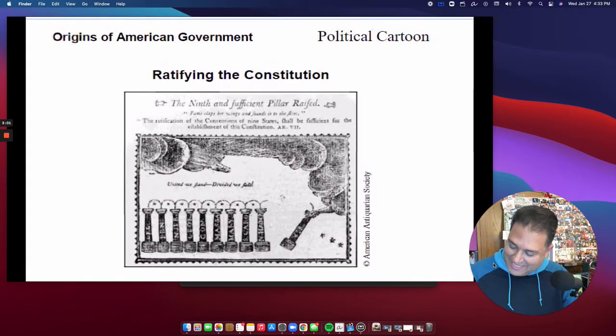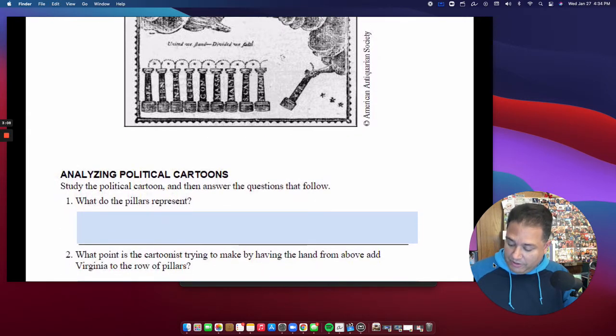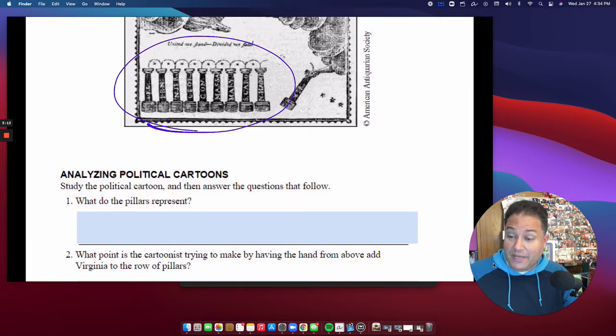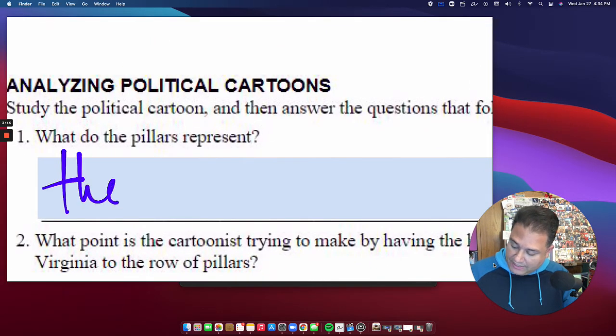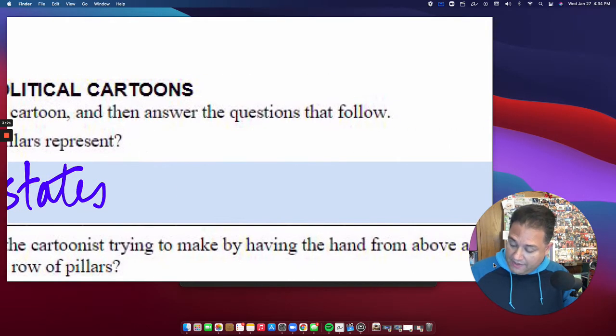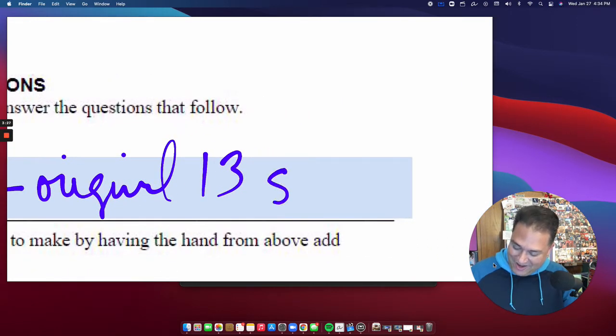Here we go. This is now page 21, and on page 21, this is on ratifying the Constitution. So analyzing this political cartoon right here, question number 1, what do the pillars represent? So the pillars represent the states, right? They represent the states. Or I could say the original 13 states, right? The original, forgive my messy script here, the original 13 states.